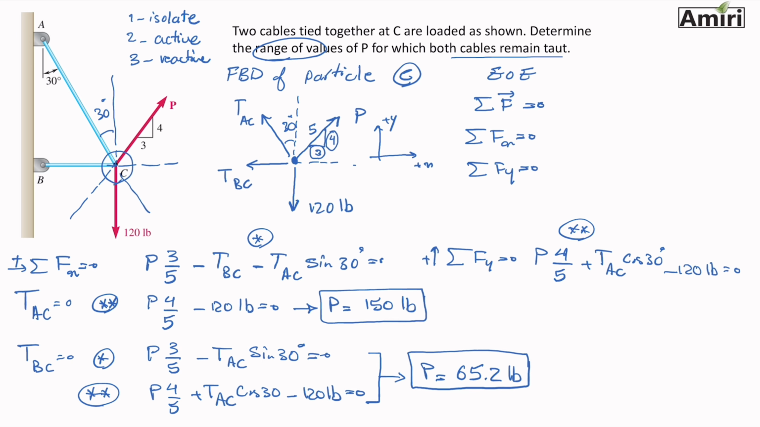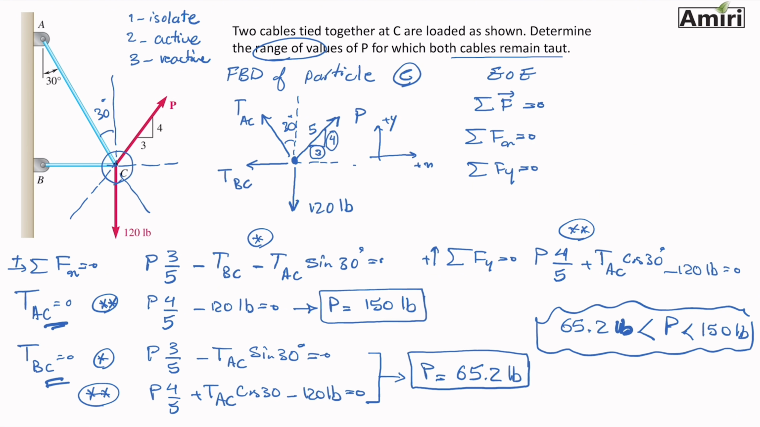So anything between these two is acceptable. Because if I go 150 and above, TAC is going to be 0. If I go 65.2 and below, BC is going to be 0. So that means my range is 65.2 pounds, not equal, because equal will cause these to be 0 also, greater than and less than 150 pounds. So this is your final answer for this problem. I hope I was able to explain it clearly. Thank you.